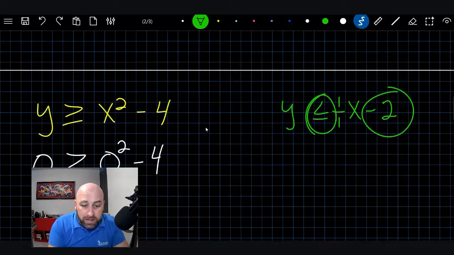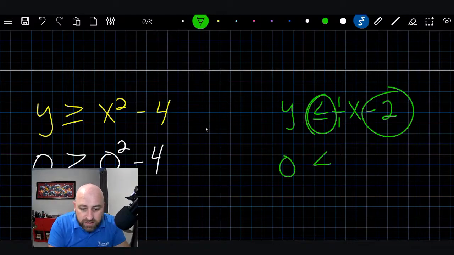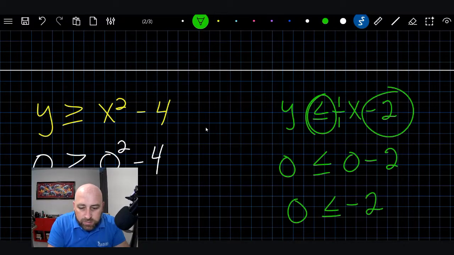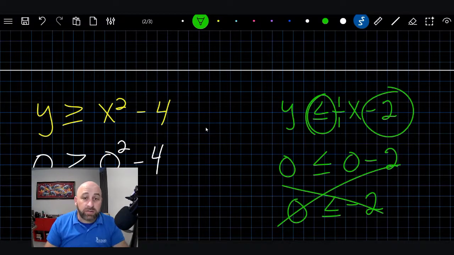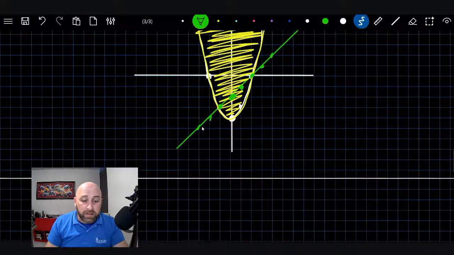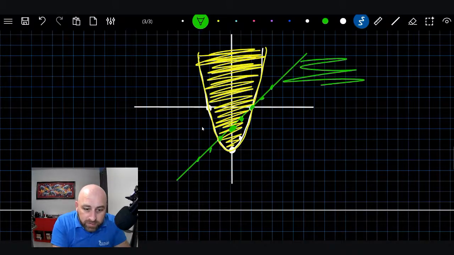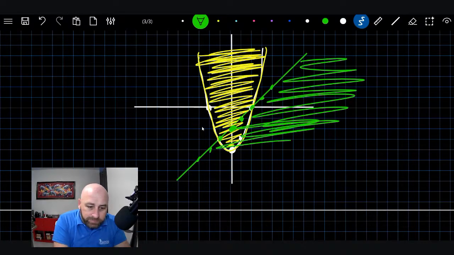So let's go back in here, and we'll go 0 is less than or equal to 0 minus 2. 0 is less than or equal to -2. Is 0 less than -2? No, 0 is greater than -2, so that one does not work. So what does that mean? That means that we're going to fill in on this side of the line.